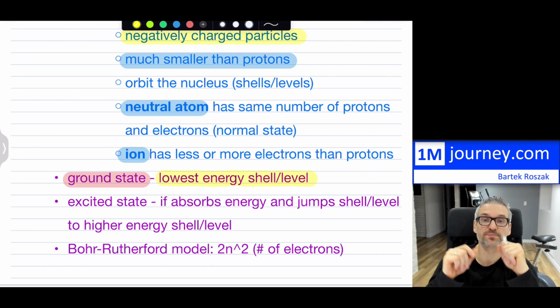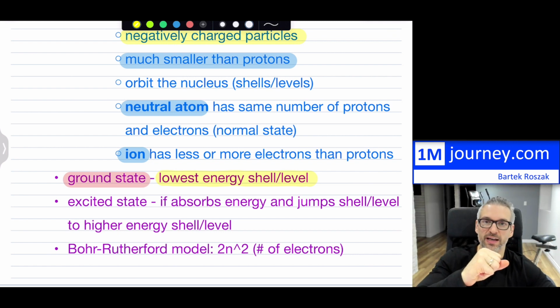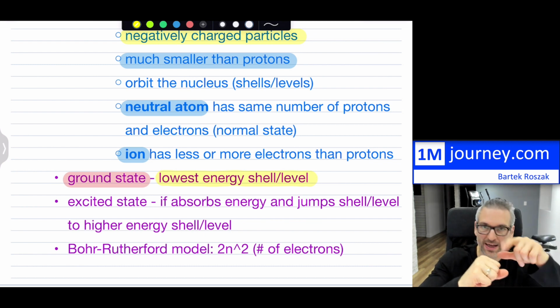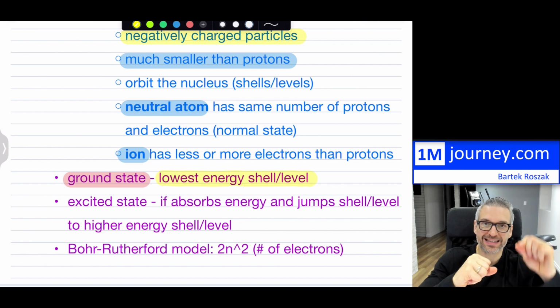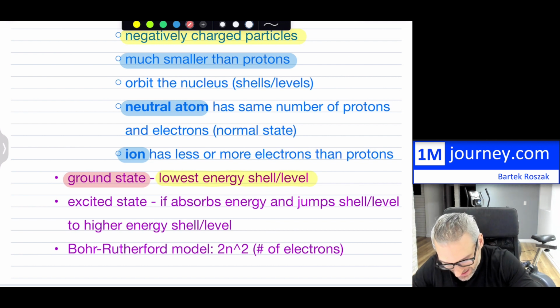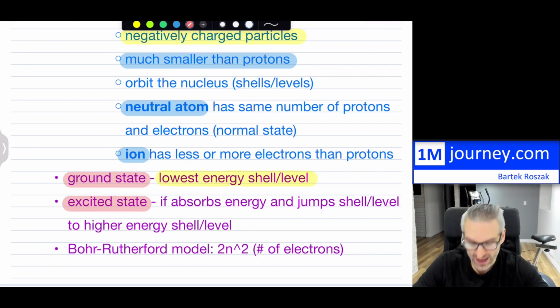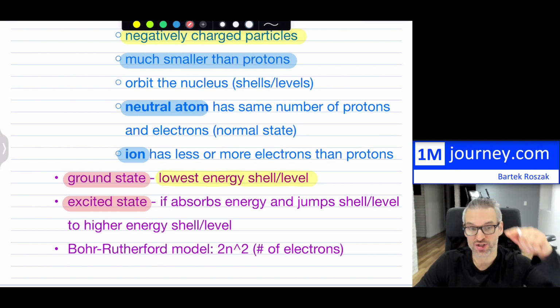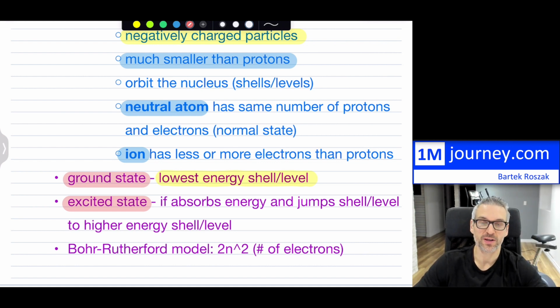So if you have this in the center, and the electrons are going all over randomly around it, its ground state is the lowest energy level that it can take. And then it can jump over and get excited. If it gets excited and jumps into another state, another shell, another level, then we call this the excited state. So not the ground state, but now the excited state. If it absorbs energy, as you can see there, and jumps a shell or a level to a higher energy level, then we call that an excited state of the electron. And the ground state is its lowest energy level that it can take on.